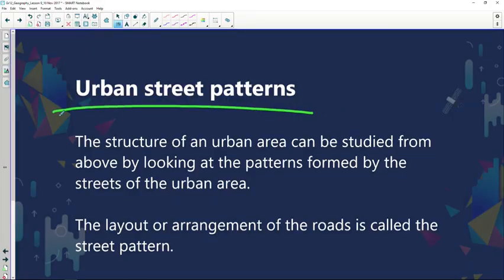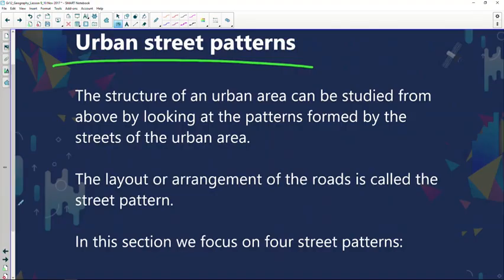Now, our next topic that I'm going to discuss with you is urban street patterns. Now, grade 12s, please pay attention to this section because this might apply to your map work paper as well. Meaning, if they give you a topographical map of, let's say, the town of Paarl, they might ask you to identify the street pattern and give some advantages regarding the street pattern. And we're going to have a look at the different street patterns in the next couple of slides.